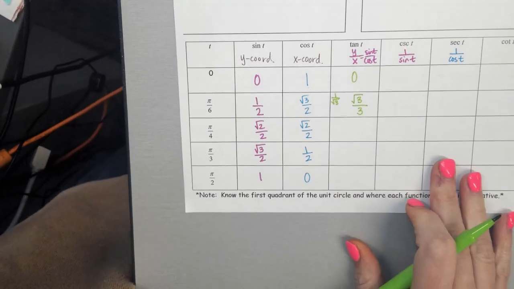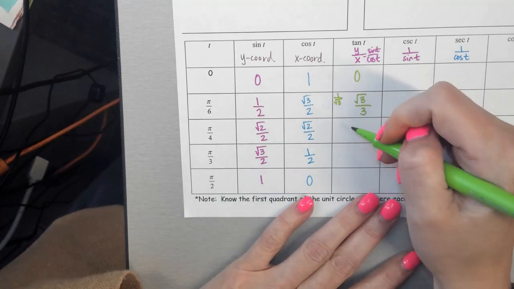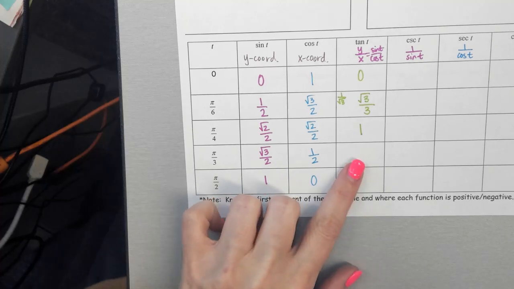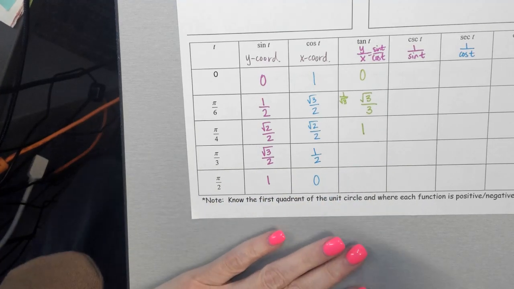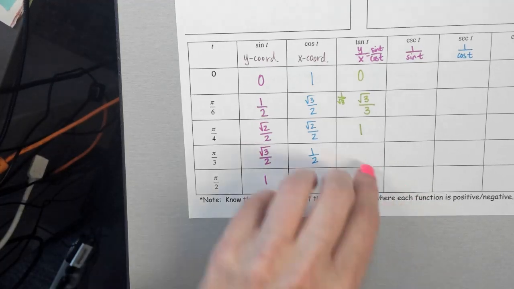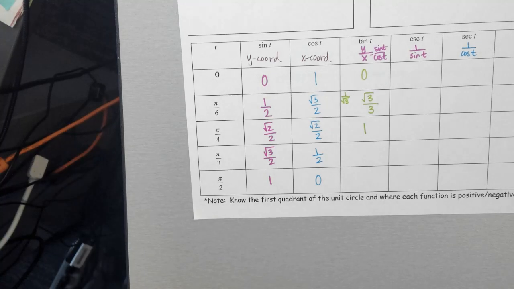All right, and then Victoria, what'd you get for pi over 4? Yep, anything divided by itself is going to be 1. Okay, and then Cam, what'd you get for pi over 3? Okay, I'll give you guys more time. So if you're done with this, you guys can go on to the cosecant, secant, and the cotangent. So the cosecant, if you're ready for that, is just going to be the reciprocal.